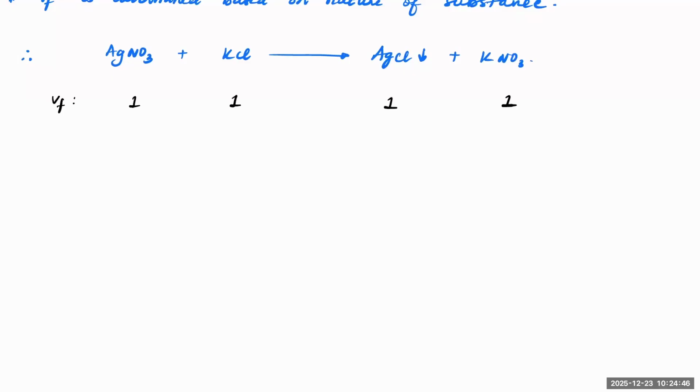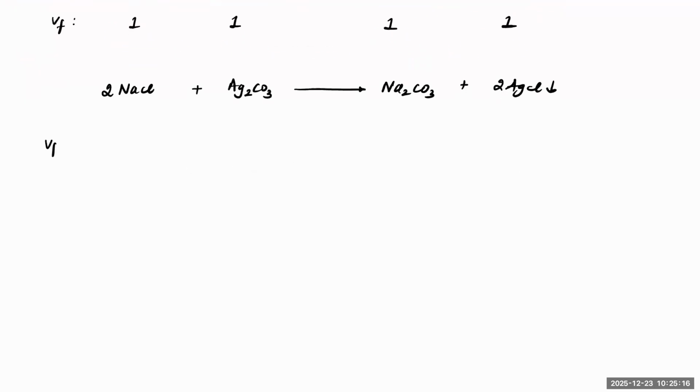Likewise, in case you have a reaction like NaCl reacting with Ag2CO3, we can get 2 moles here of Na2CO3 plus 2 moles of AgCl. Any doubt? No, sir. Right. Here also, if you notice the valency factor, here it is 1, here it is 2, here it is 2, here it is 1.